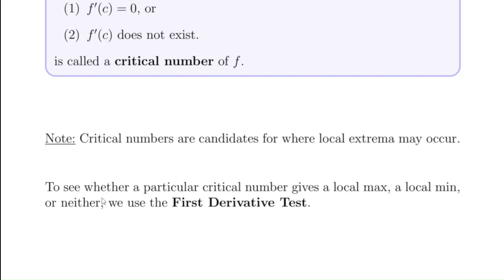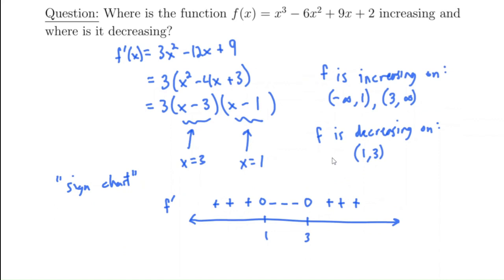Now, to see whether a particular critical number gives a local max, a local min, or neither, we use something called the first derivative test. So, what is the first derivative test? Well, it's actually pretty easy to understand. The first derivative test is going to test whether these critical numbers, so in our original example here, the critical numbers were 1 and 3, give us a local max, a local min, or neither.